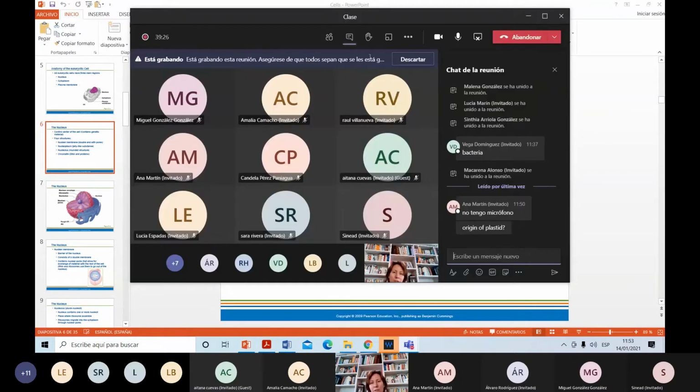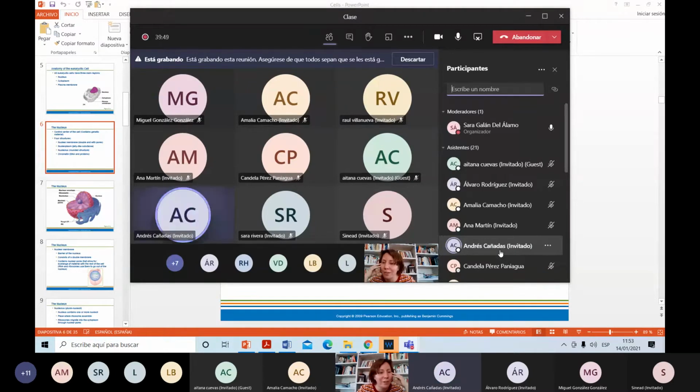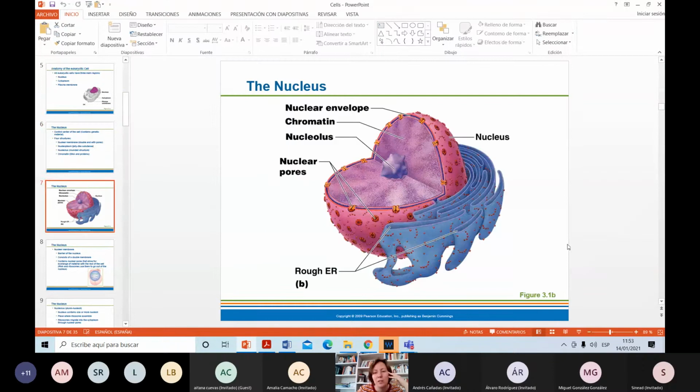So following question that goes to Andrés. Andrés, which component do you prefer? Nuclear membrane, nucleoplasm, nucleolus, or chromatin? Which one do you want to explain to your classmates? Well, venga. Nucleomatin no tenemos. Tenemos nuclear membrane, nucleoplasm, nucleolus, or chromatin. Ah, vale. Nucleolus. Okay, so you're going to explain which part in this picture. Where is the nucleolus there?